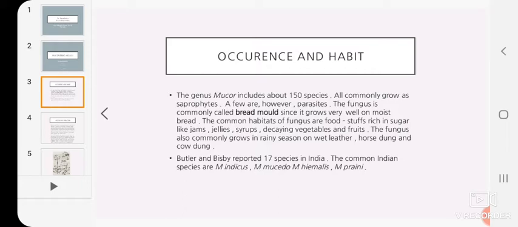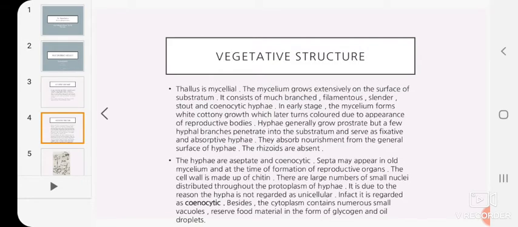Now we'll discuss the vegetative structure of this fungus. This mycelium grows on the substratum, and it consists of a number of hyphae. There are prostrate and erect hyphae. The prostrate hyphae develop certain branches which penetrate into the substratum and help in absorption of nourishment from the substratum and help in fixation. And rhizoids are not present.